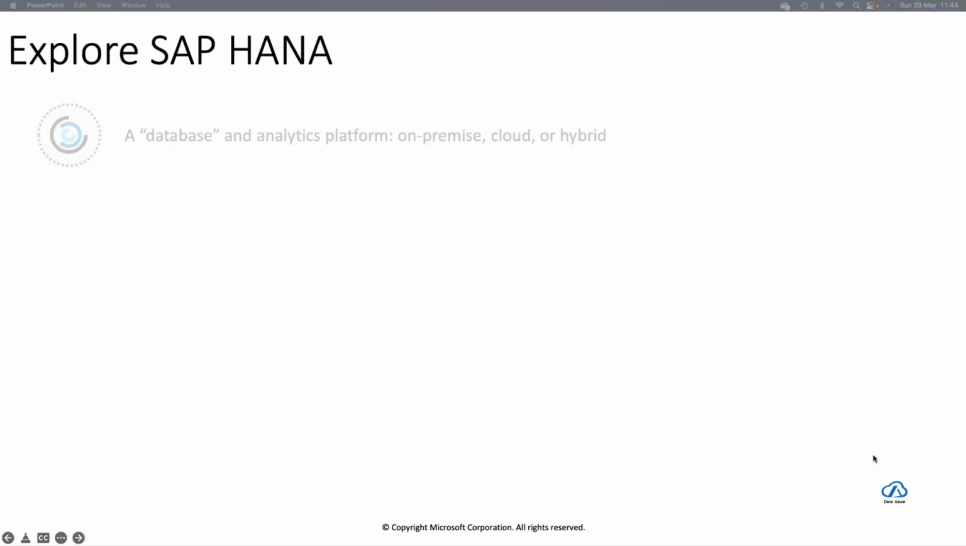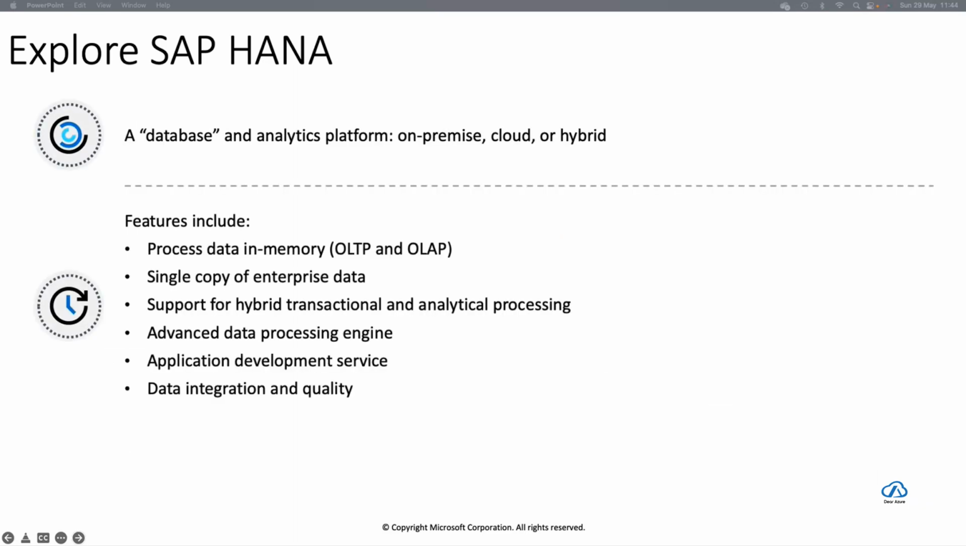So at the end of the day, SAP HANA is going to be a database. You will be connecting with on-prem, or you can even connect with the cloud environment, right? Or let's say you can have the hybrid cloud with a combination of both on-prem and the Azure cloud. The features are that you can have text processing, you can do analytics, and you can process the data in memory. We also have a single copy of the enterprise data, which provides support for hybrid transactional and analytical processing here.